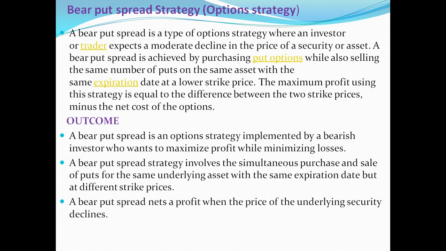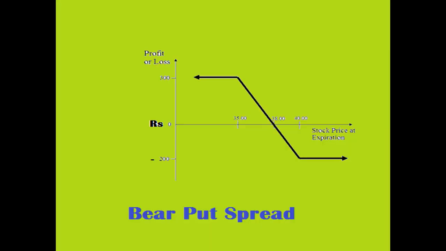So let's go ahead. What is the outcome? The outcome of bear put spread is that it is an option strategy implemented by a bearish investor who wants to maximize the profit while minimizing the losses. Bear put strategy involves simultaneous purchase and sale of puts on the same underlying asset with the same expiry date but different strike price. Bear put spread nets profit when the price of the underlying security declines. So there are three outcomes from this strategy.